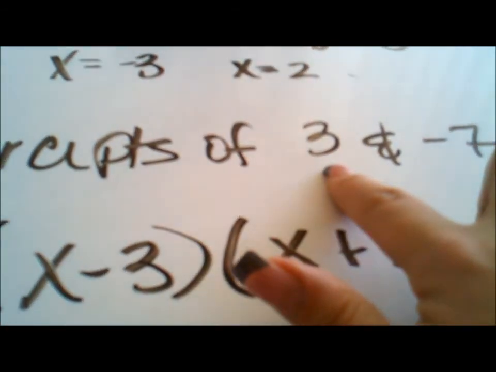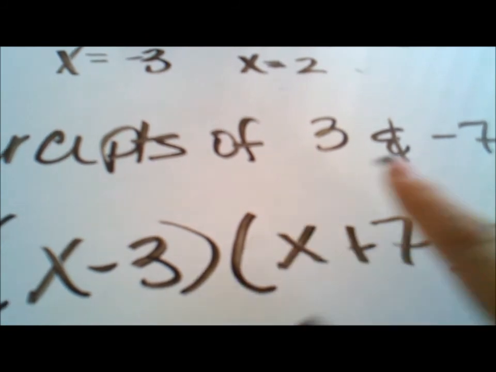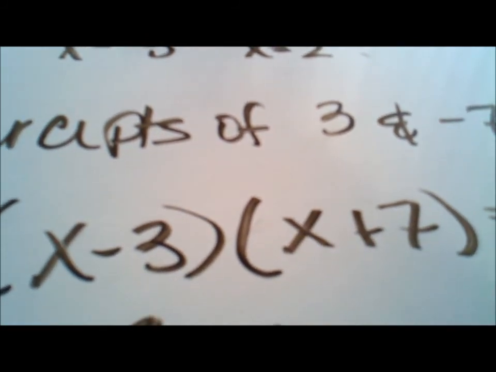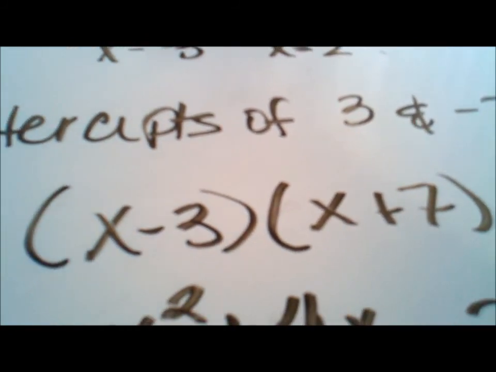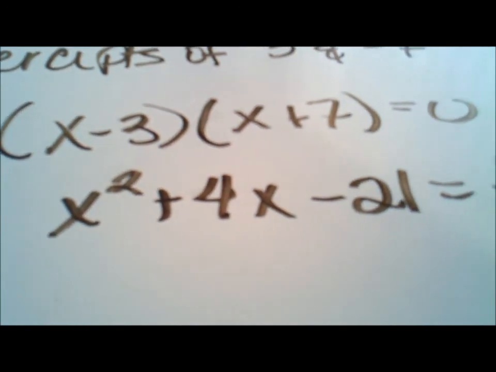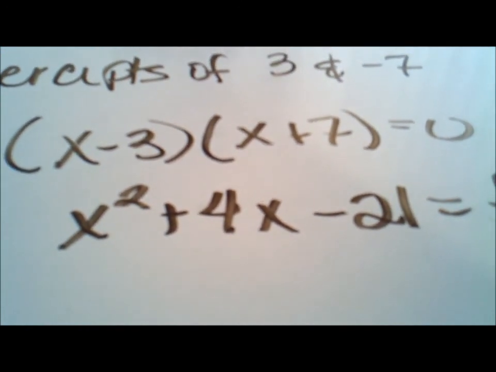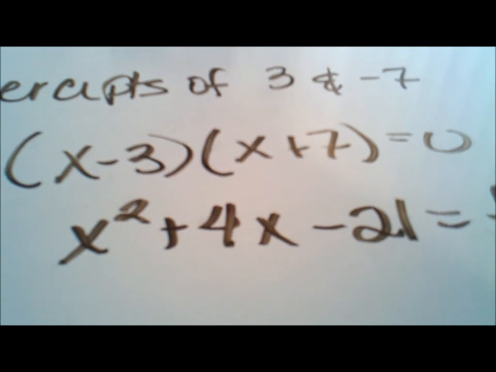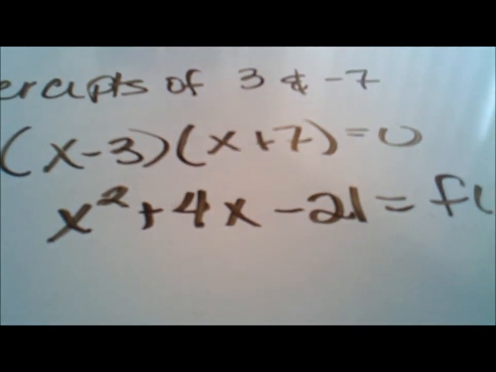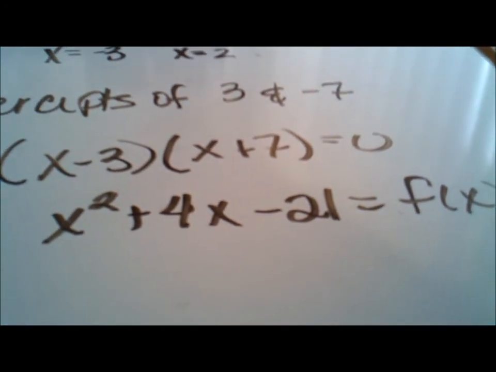If I have an intercept at a positive 3, I'm going to stick it in as a negative 3, negative 7, stick it as a positive 7. Now if I want to find the actual equation of that, you multiply it out completely by using distribution. We get x squared plus 4x minus 21 equals our function, or our equation.